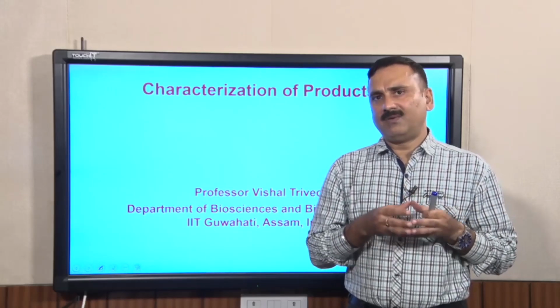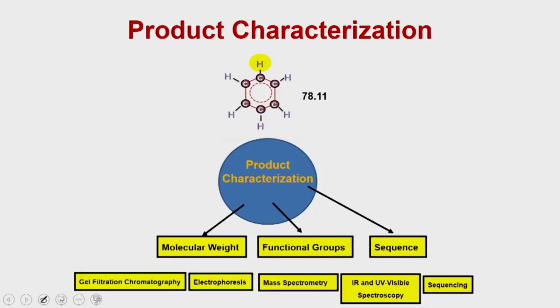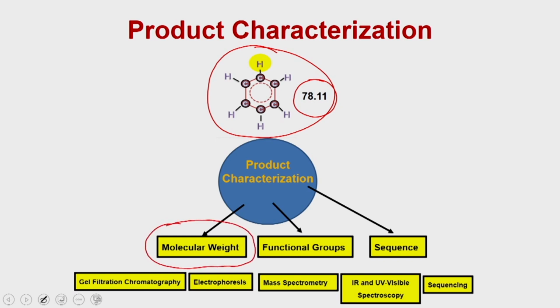Let us recap what we have discussed so far. We started our discussion about the characterization of a simple molecule like benzene. There are three aspects we have taken up so far in terms of product characterization. First, we characterize the product in terms of molecular weight, and this can be done with the help of gel filtration chromatography or electrophoresis.